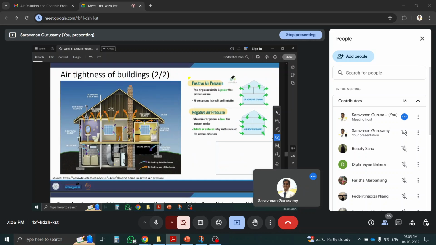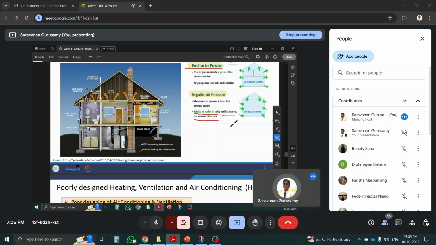So it's the positive air pressure. Positive air pressure moves the air out of the home, but negative air pressure brings the air into your home. So outside air rushes in to try and balance out the pressure difference. So that is again harmful to you.